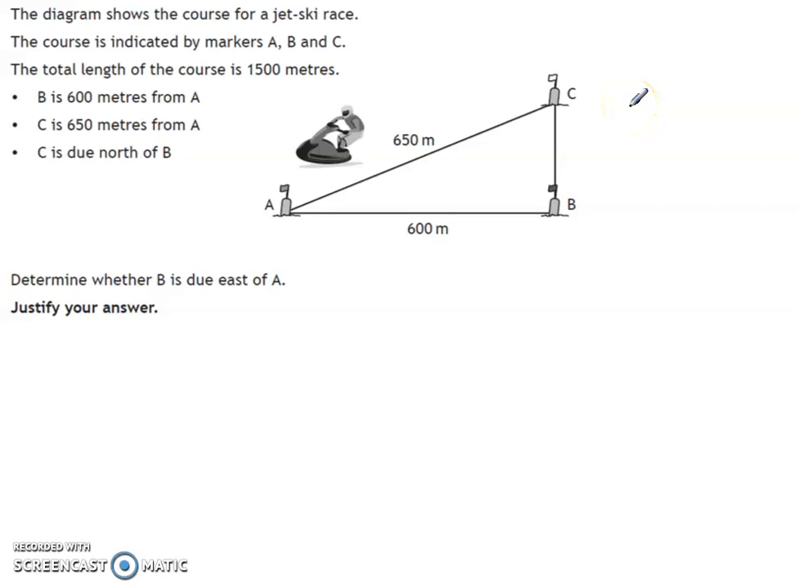This kind of question that we can encounter in the exam is the kind of question that really needs us to think about the scenario and the mathematical techniques that could be applied in this situation we're in. So here we've got a diagram showing the course for a jet ski race. The course is indicated by 3 markers A, B and C with a total length of 1500 metres.